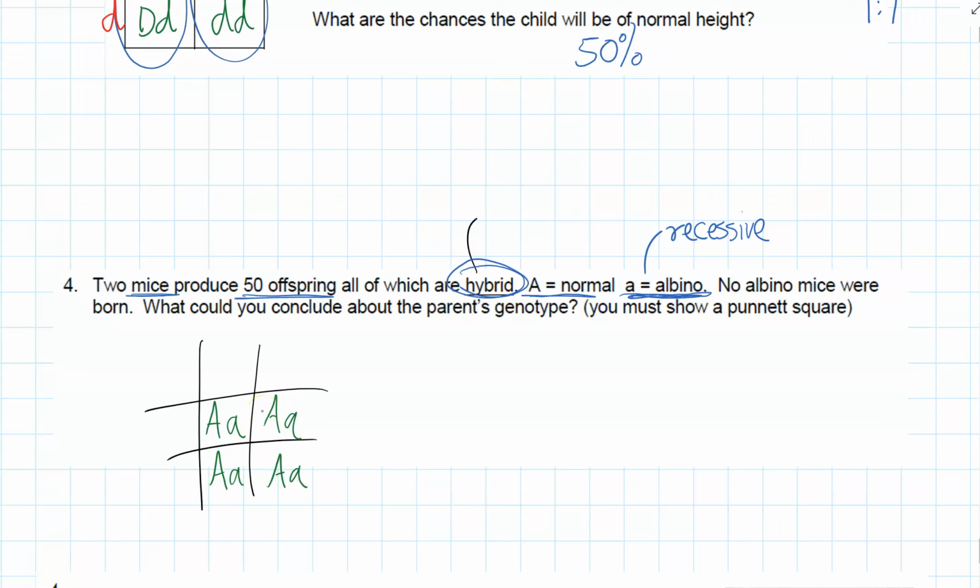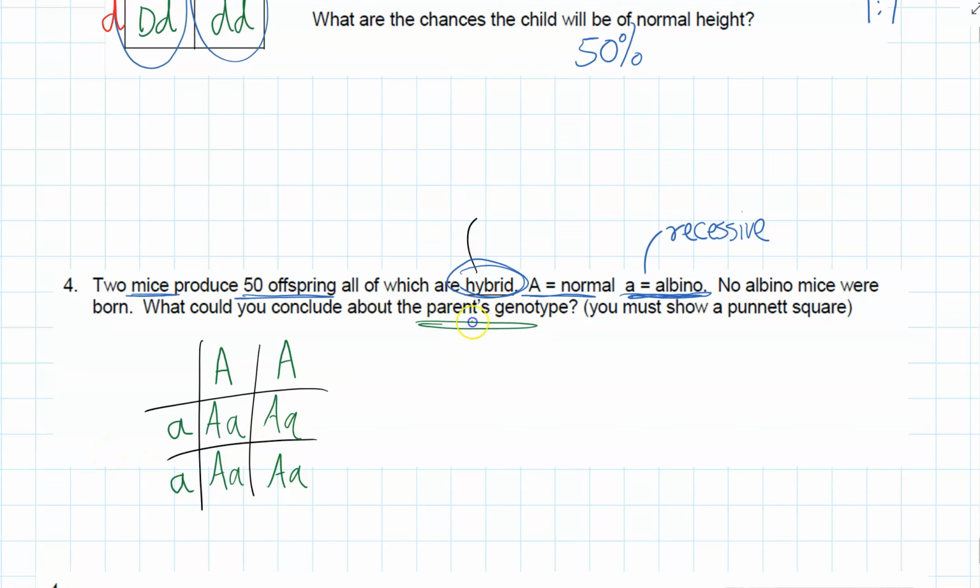And that means a big A must have come from one of the parents. And that means, in this case, a small a must have come from the other parent. And then again here, a big A must have come from one of the parents, and the small a must have come from the other parent. And you could play around with it, you could do some trial and error, but I can already see here that this is the only way that we're going to get every single baby mouse being hybrid or heterozygous.